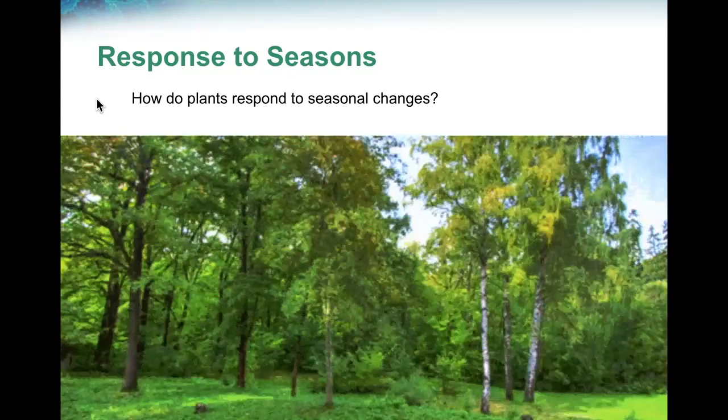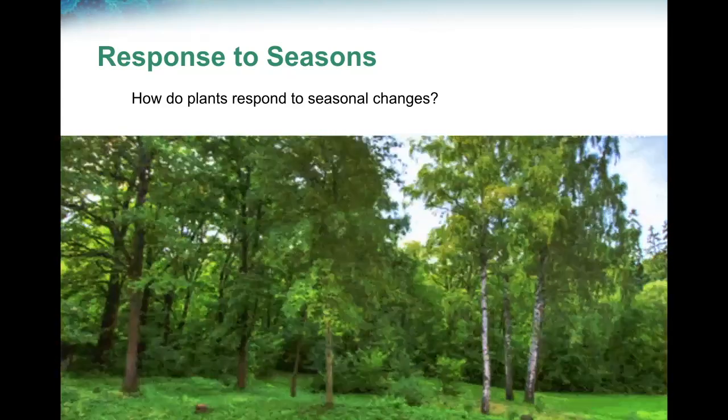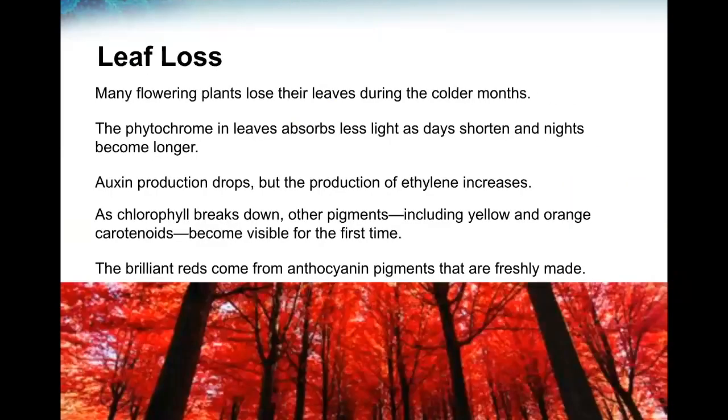How do plants respond to seasonal changes? As cold weather approaches, deciduous plants turn off photosynthetic pathways, transport materials from leaves to roots, and seal off leaves from the rest of the plant. Many flowering plants lose their leaves during the colder months. The phytochrome in leaves absorbs less light as days shorten and nights become longer.